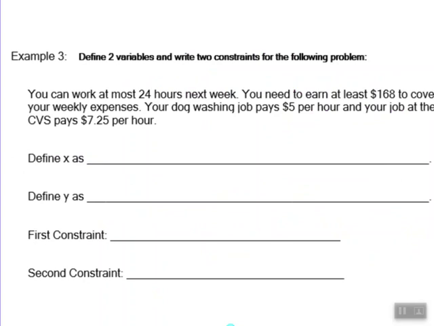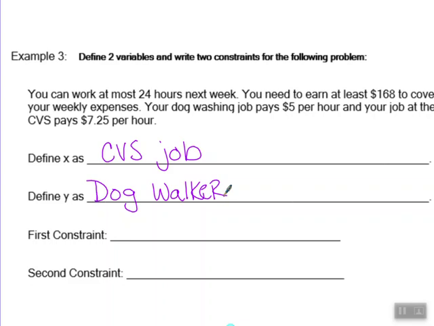So you can work at most 24 hours next week. You need to earn at least $168 to cover your weekly expenses. Your dog washing job pays $5 per hour, and your job at CVS pays $7.25 an hour. So I have 2 jobs. I work at CVS, and I'm a dog walker. I am looking for 2 things that I have to compare somehow. My first constraint deals with this right here.